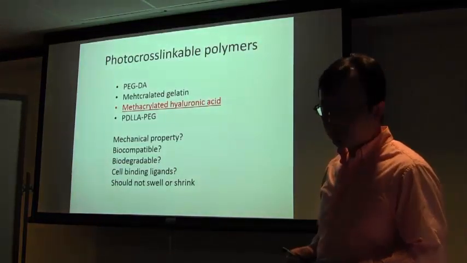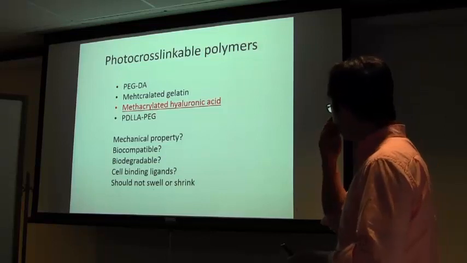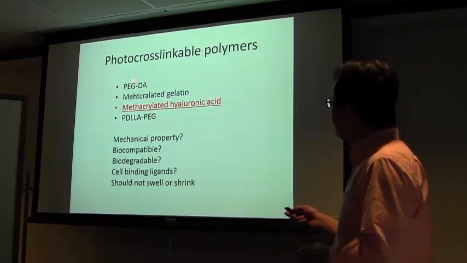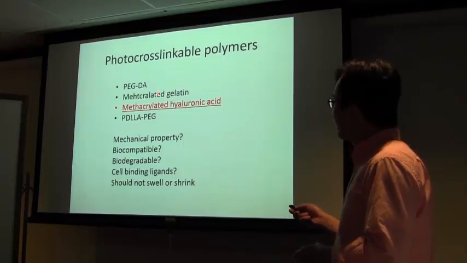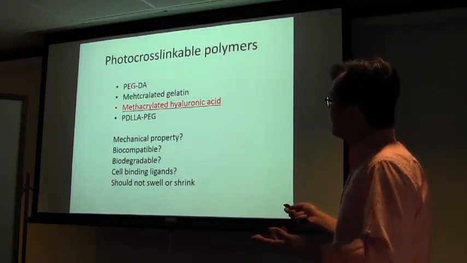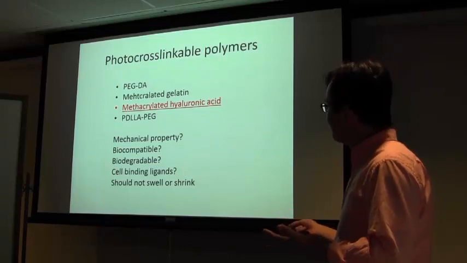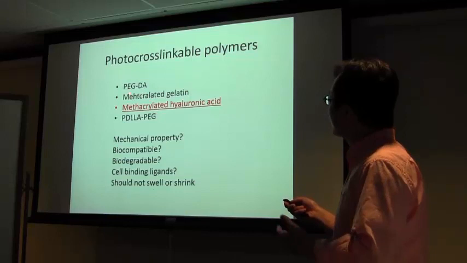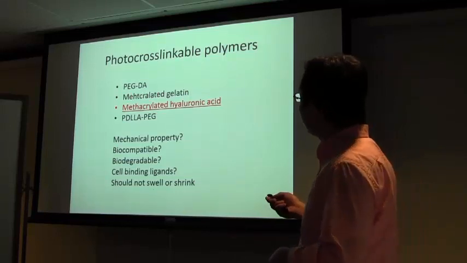Okay, then we'll talk about the polymer. So what kind of polymer can you use? Again, it totally depends on the application. So these are some examples you can use for now. You can use PEG, which is biocompatible but non-degradable. You can use gelatin, such as methacrylate gelatin. And also hyaluronic acid.